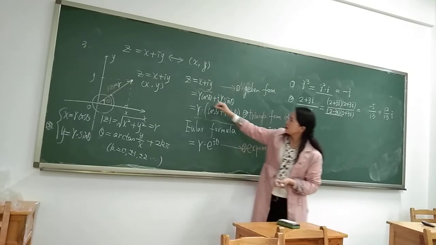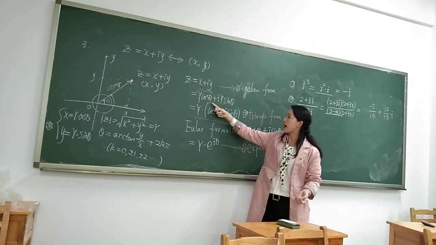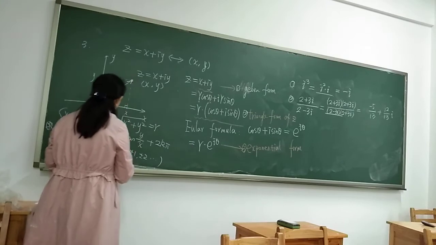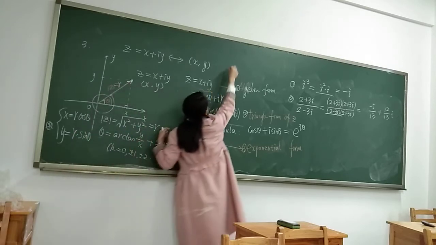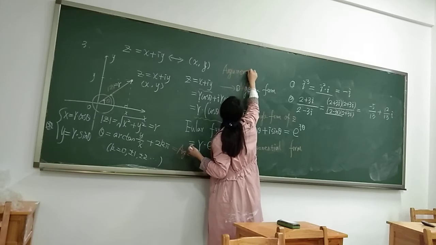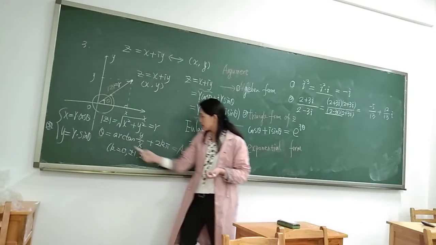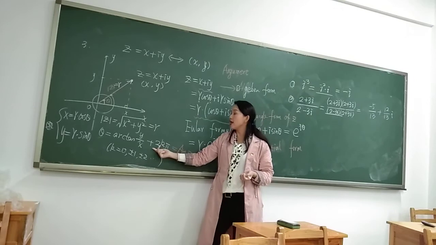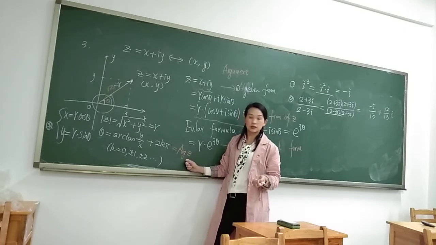But what is this r? What is this theta? Do you know? r is the modulus of z. Theta is the argument of z. Argument, do you know? A-R-G-U-M-E-N-T. I say r is the modulus of z. This theta is not only one angle, there are so many angles. We say this angle is the argument of z.